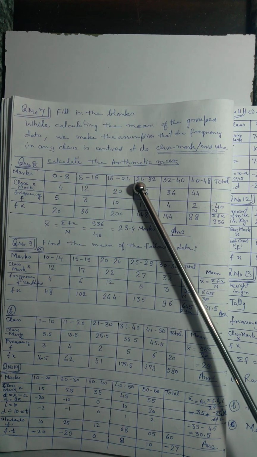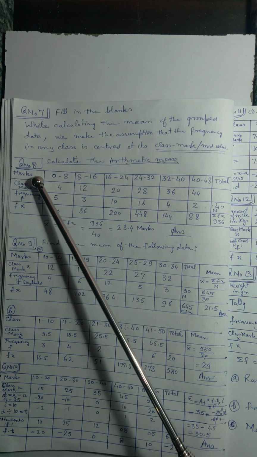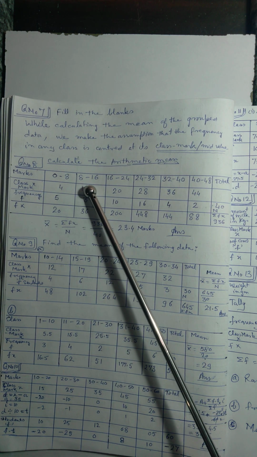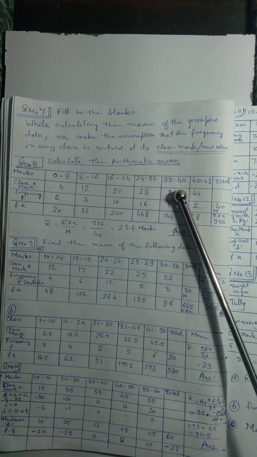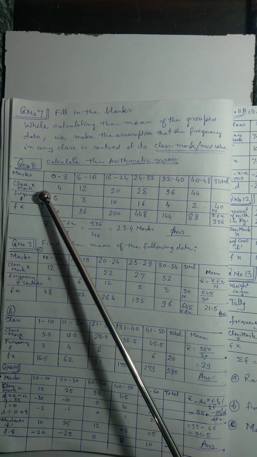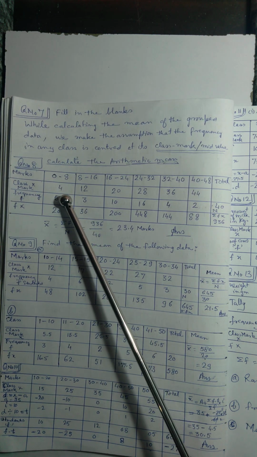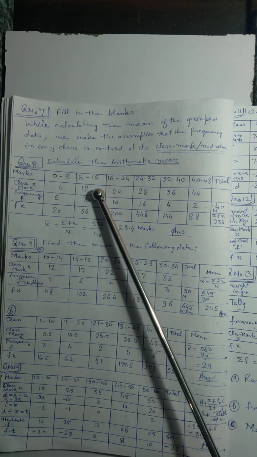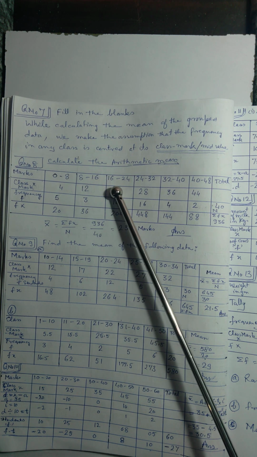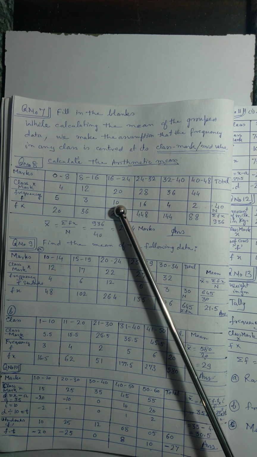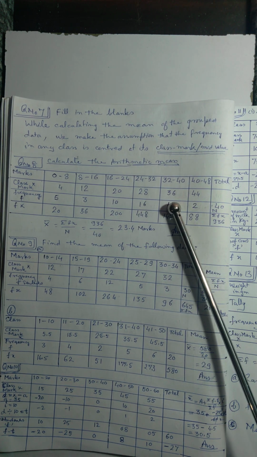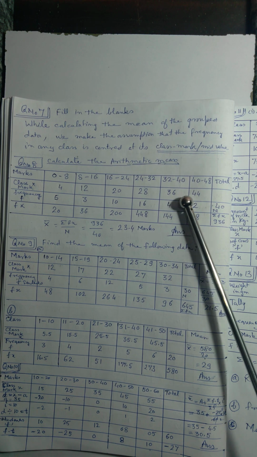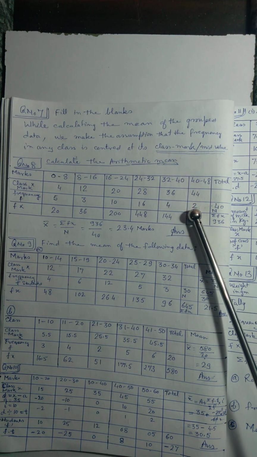Calculate the arithmetic mean. The marks are like 0 to 8, 8 to 16, 16 to 24, 24 to 32, 32 to 40, 40 to 48. Now the class mark, 0 plus 8 divided by 2, that is 4. 8 plus 16 divided by 2, that is 12. 16 plus 24 divided by 2, that is 20. 24 plus 32 divided by 2, that is 28. 32 plus 40 divided by 2, that is 36. 40 plus 48 divided by 2, that is 44.